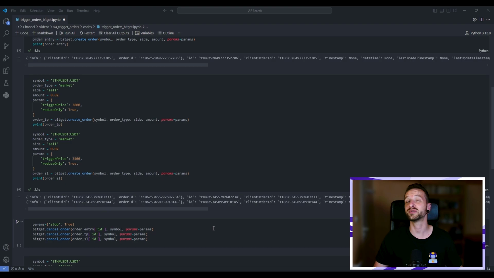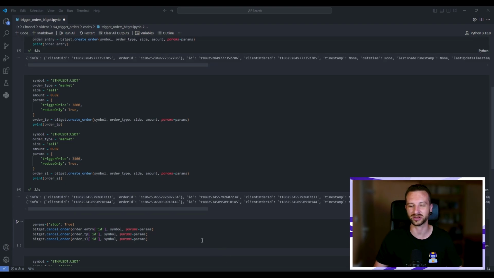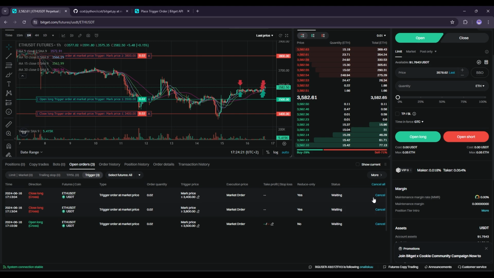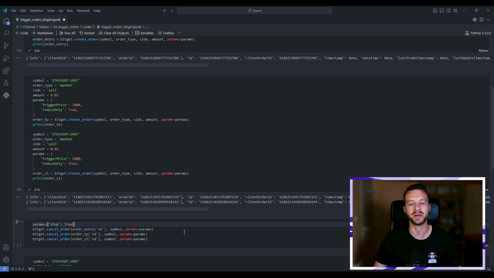I was almost going to forget, before we get to quickly seeing the trigger limit order case, let me show you how you can cancel these orders in Python. Of course, you can cancel any orders here by clicking on these cancels here. But from an algo trading perspective, you might want to be using your code to do this.